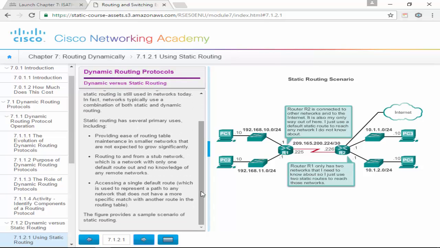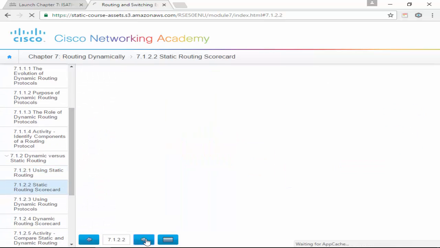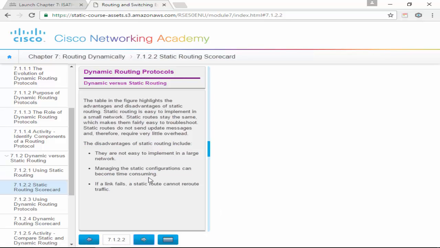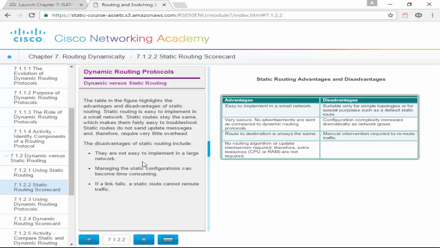Now they're nice, right? Why is static routing nice? Easy to implement in a small network, very secure, right? You're the only one putting it in. A hacker can't get into your routing protocol from 6 routers away and change the path. The route to the destination is always the same. Well, that's not true because we could load balance it, but it's usually true. No routing algorithm or update, so it doesn't take a lot of CPU or RAM on your device. It's just, hey, if you get this, send it there.